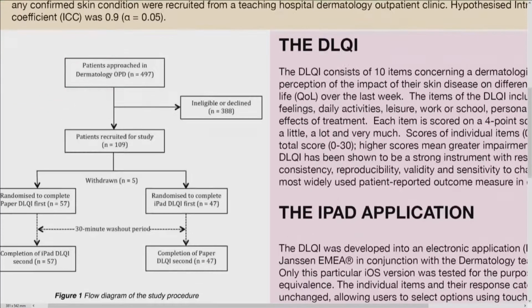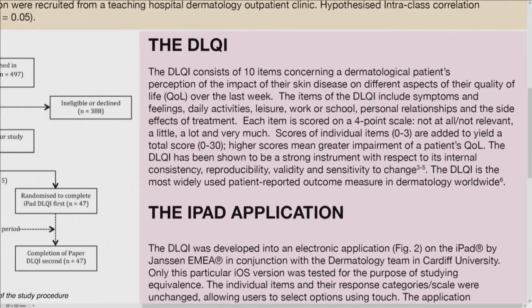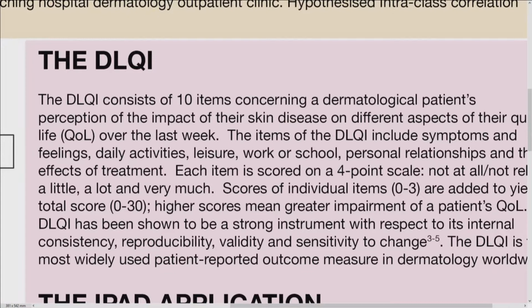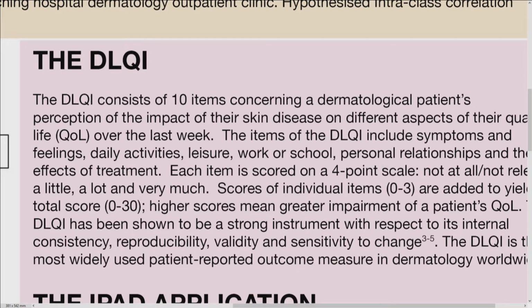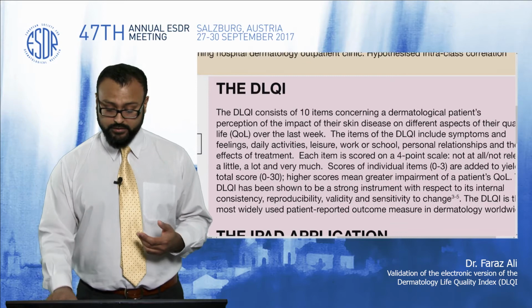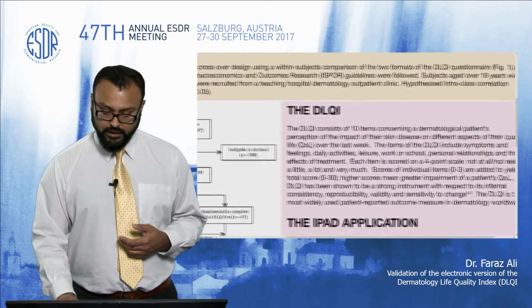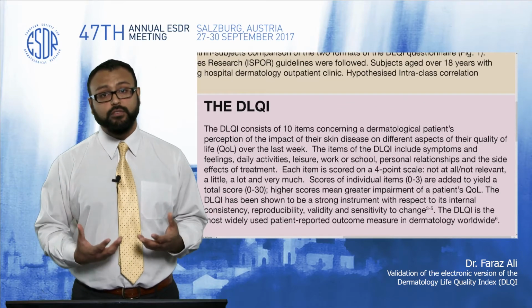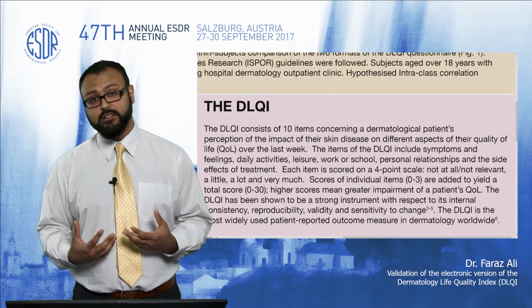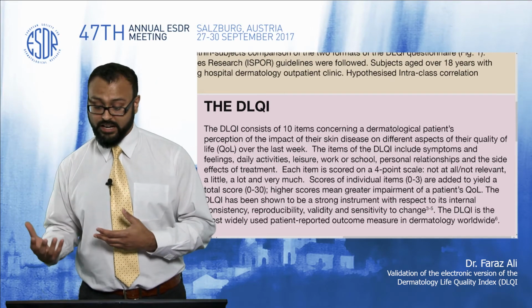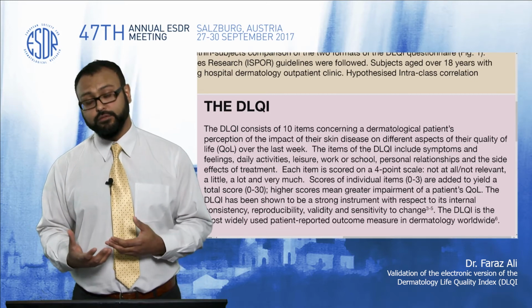Now, let me tell you a little bit about the DLQI for those who may not be quite aware of it. So the DLQI consists of 10 items. And this looks at the patient's quality of life in terms of how it impacts them on a day-to-day basis, and looks at various aspects. So, for example, one of the things it looks at is feelings. Okay, so how patients feel with their skin condition, their daily activities, how it affects their leisure activities, their work, their school, their relationships, and also it looks at side effects of treatment.